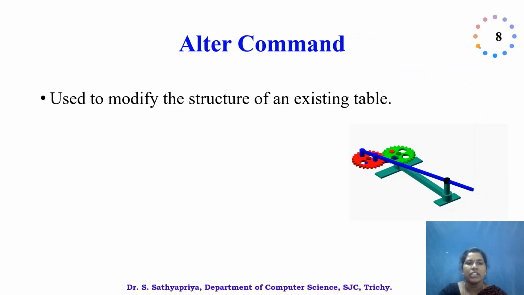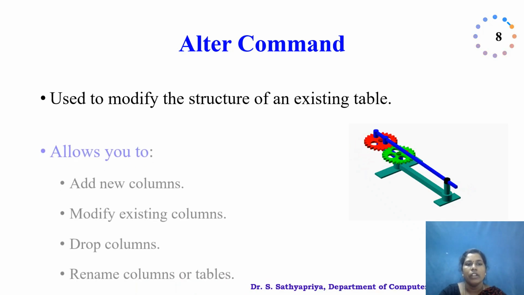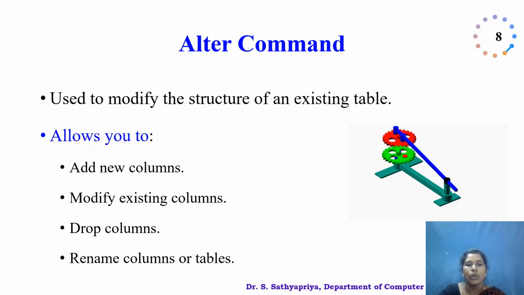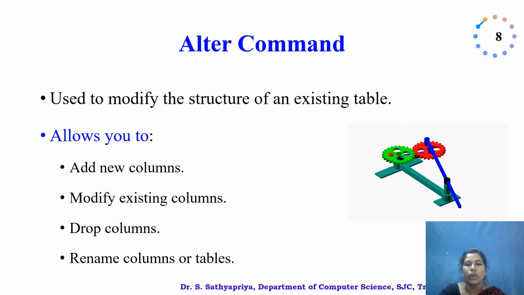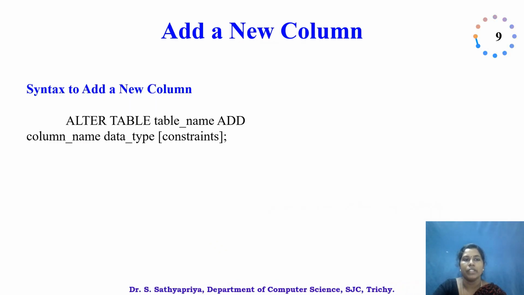The next command is the alter command. It is used to modify the structure of an existing table, and it allows you to add new columns, modify existing columns, drop columns and rename columns. To add a new column in the table, we have to follow some general structure. The syntax for adding a new column in the table is: alter table, table name, the keyword add, and column name, data type, and constraints if any. Consider an example restaurant system.